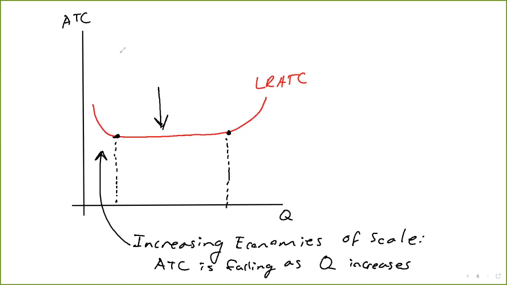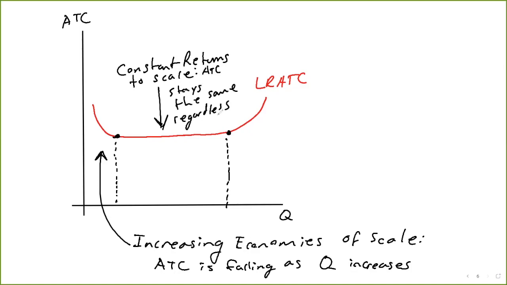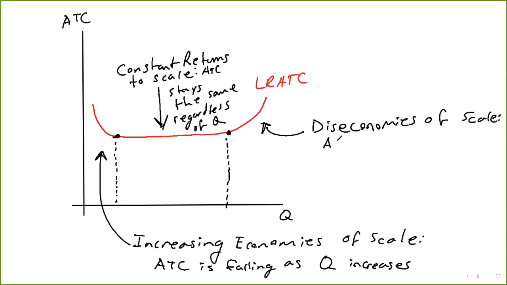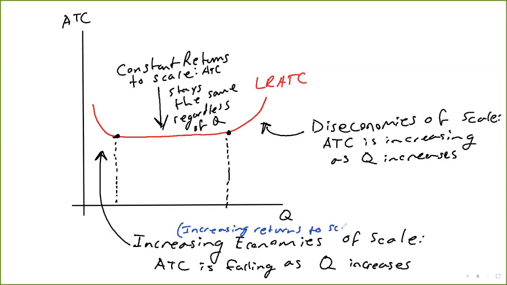This next region, which is here, average total cost is not really changing as quantity increases. In that case, we say there are constant returns to scale, or in other words, average total cost stays the same regardless of Q. And then finally, we have this last region. We say that at this level of output, we're experiencing what we call diseconomies of scale. And that's going to be defined as an area where average total cost is increasing as quantity increases. A note on terminology, sometimes instead of increasing economies of scale, you might just hear increasing returns to scale. And for diseconomies, you might also hear decreasing returns to scale. Those mean the same thing.